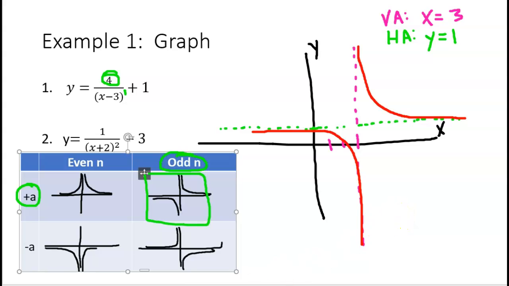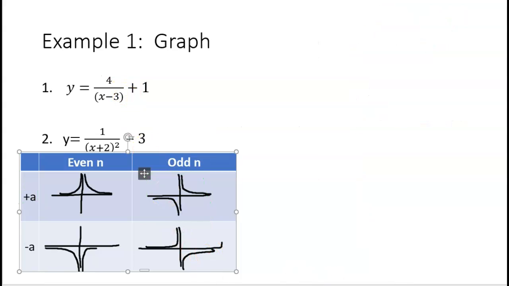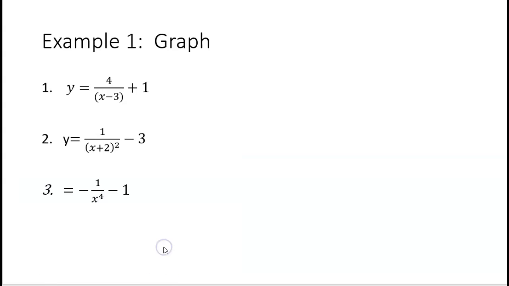So step 1 is to identify your vertical asymptote. It's the number next to the x. Step 2 is to identify your horizontal asymptote. It's the number that's out here. Step 3 is to pick the correct shape based on whether your fraction is positive or negative and whether the exponent on the bottom is even or odd. So let's go ahead and take a look at the next one. Number 2.